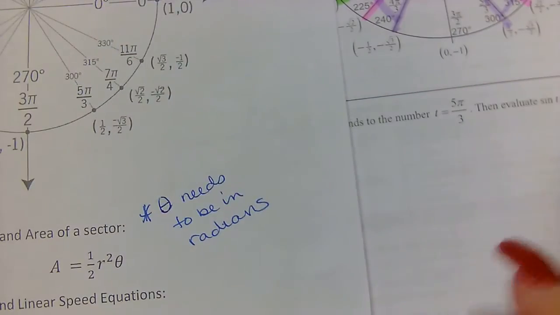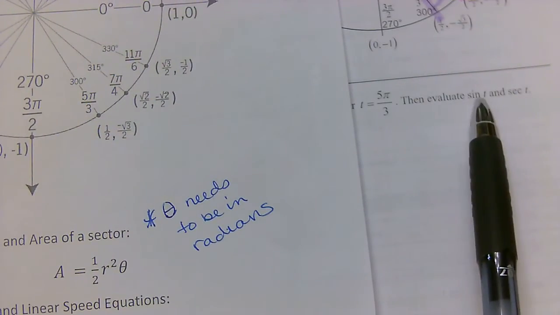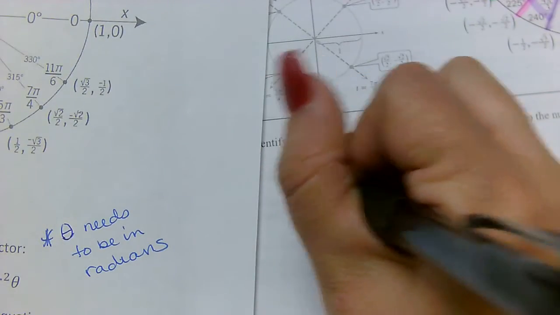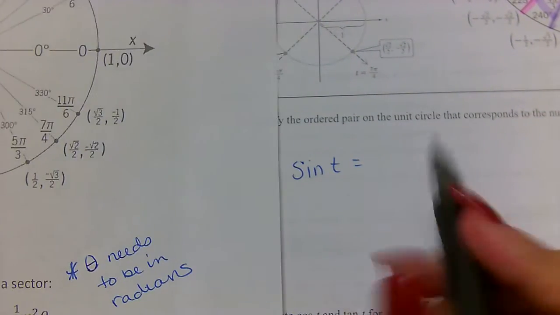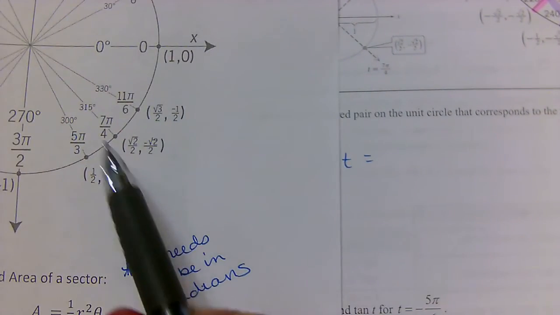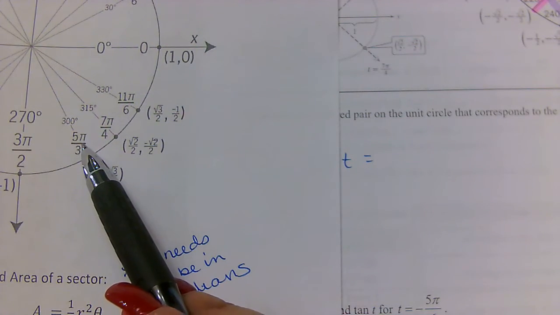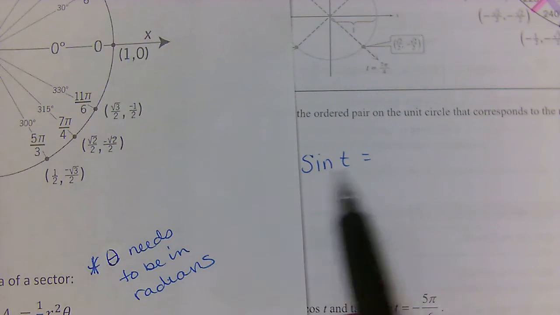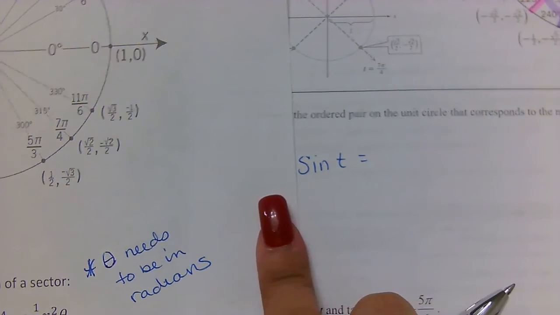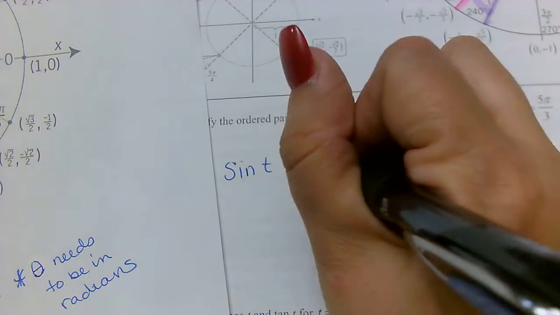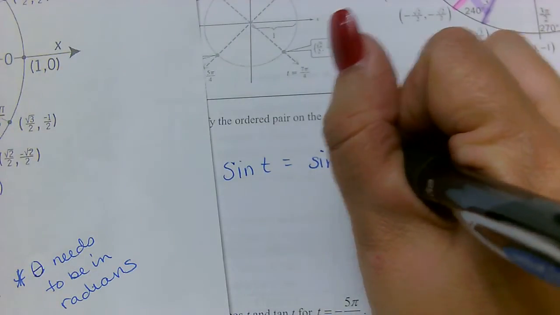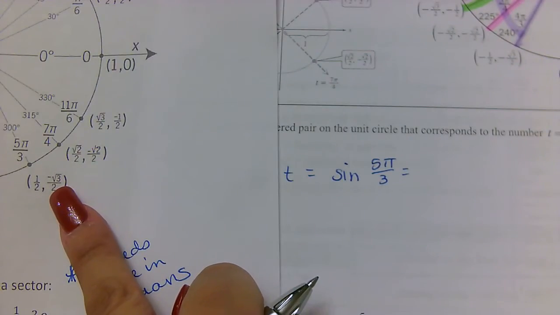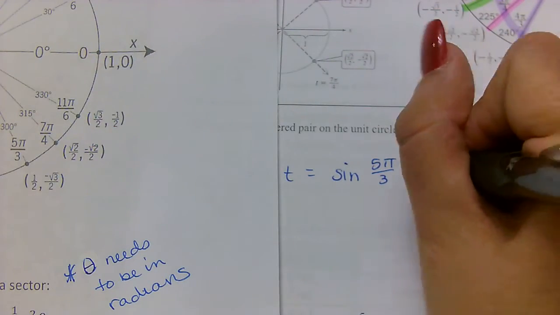Let's go back and evaluate. What is sine t and secant t? Well, let's start with sine. If you remember, and you need to remember, sine is the same thing as your y. So all I'm going to do is go to my unit circle and say, if I'm looking for sine, I'm going to look for the y value, and that's going to be equivalent. So sine of t, t is going to be equal to that t, so I'm going to fill that in. I'm going to say sine of 5 pi over 3, and I'm going to list the ratio it's equivalent to, which is in this case negative square root of 3 over 2.